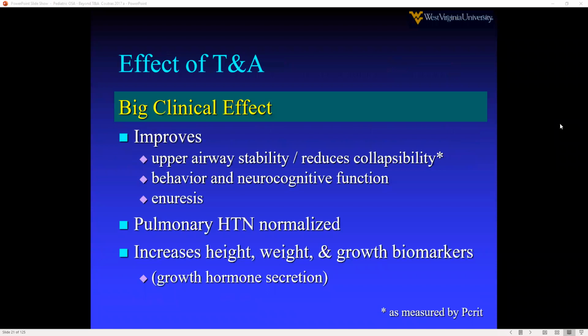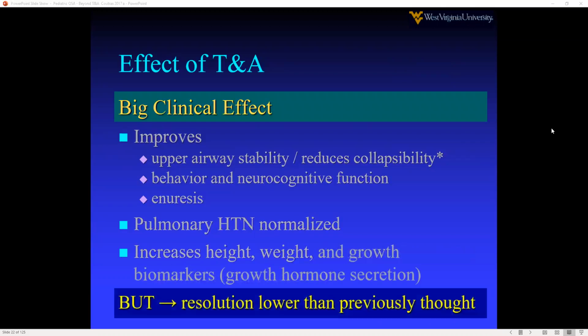And so the effect is pretty large in most cases, and parents will think you're a godsend. But sometimes they'll say there's improvement, but it's incomplete. Pulmonary hypertension probably is a little bit overrated for children. Growth biomarkers, we talked about growth hormone secretion in stage 3 sleep in the first 90 minutes, but you'll see them catch up to their fellow children. So, but the resolution is not as great as we used to think.